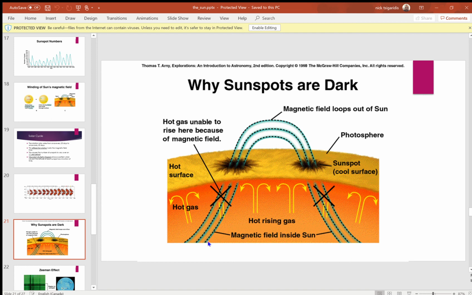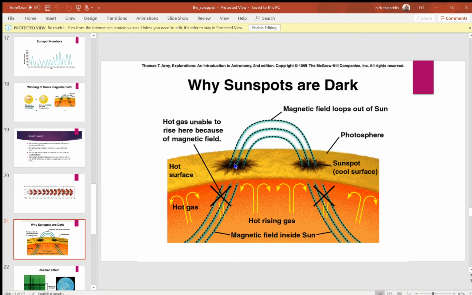The reason is because right underneath the surface you have the convective zone where you've got hot rising gases, and then the cool ones tend to sink. But because of this magnetic field presence there, it actually stops that hot rising gas from coming up. And so if there's no hot rising gas coming up, the surface where that magnetic field comes out will be cool, or cooler, I should say. And so you end up with a situation where you get these cooler spots on the surface.